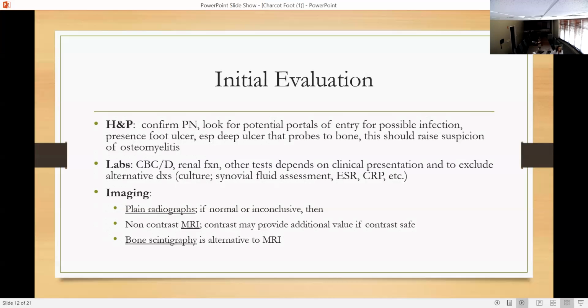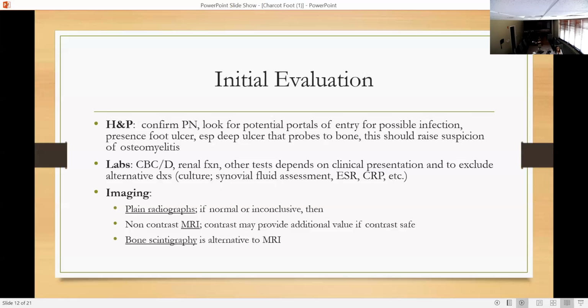So in your differential, you may be looking for other things, but sometimes that will include a CBC and dip, renal function, and then just other tests that you're trying to exclude, maybe a culture, maybe a synovial fluid assessment, ESR or CRP. Honestly, unless they look infected, most times I'm not doing all these tests. If it's been to the point where they're like stage 1, 2, or 3, sometimes I'll just get the x-ray and kind of see what that looks like. And by that time, they're usually already referred to podiatry.